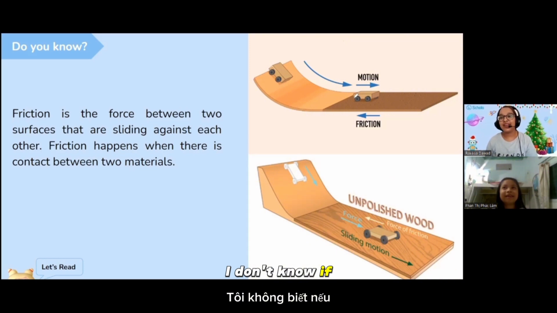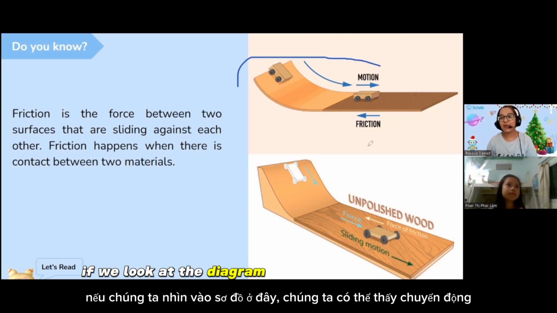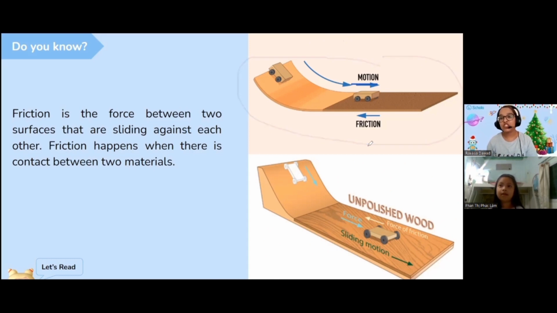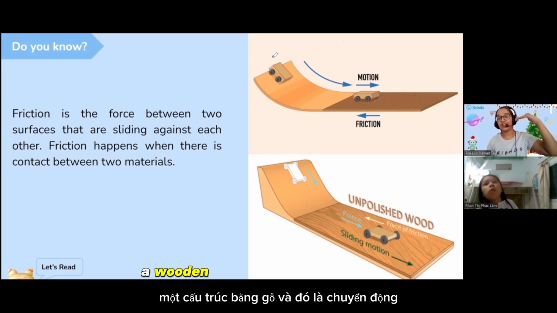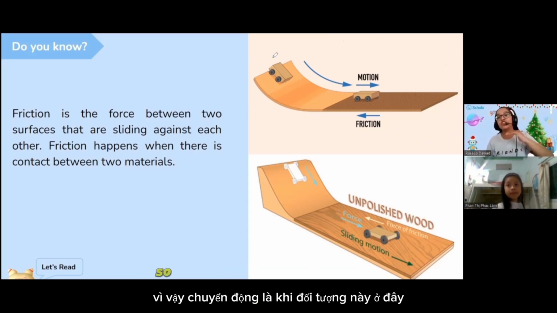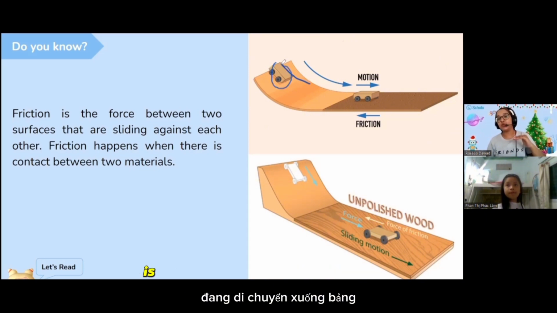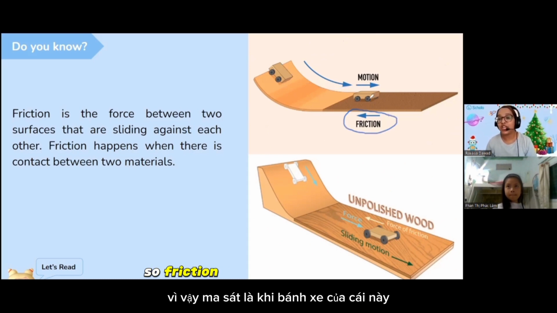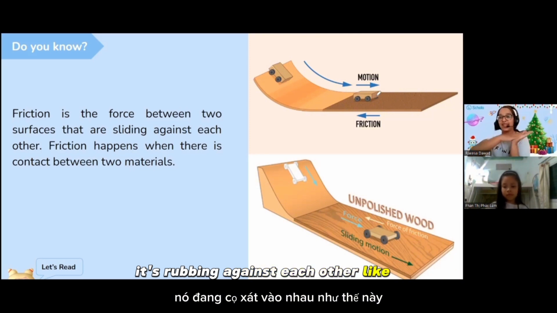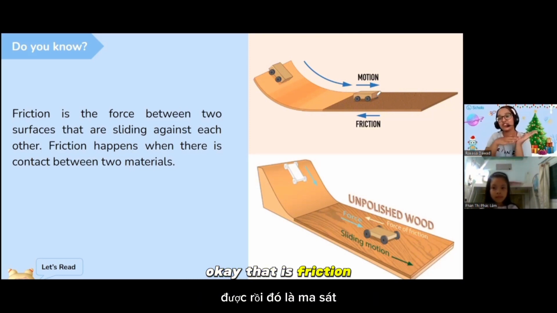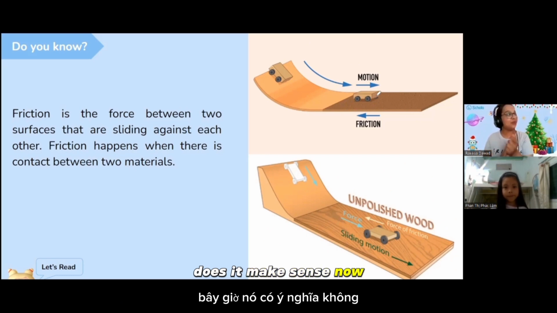All right, so do you understand the concept of friction? I don't know. If we look at the diagram over here, we can see motion. This item is being placed on a tilted wooden structure, and that is motion. Motion is when this object is moving all the way down the board, and this is friction. Friction is when the wheels are rubbing against the wooden structure here. Can you see that? It's rubbing against each other like this. Okay, that is friction. Does it make sense now?